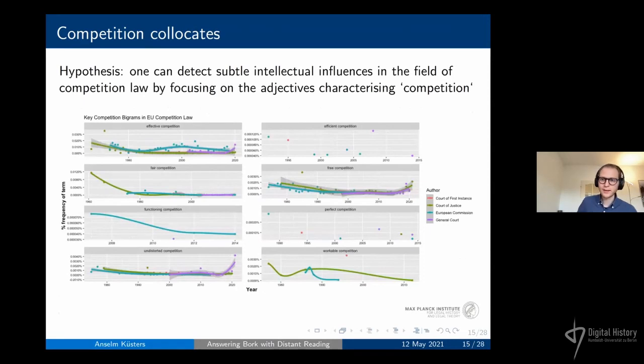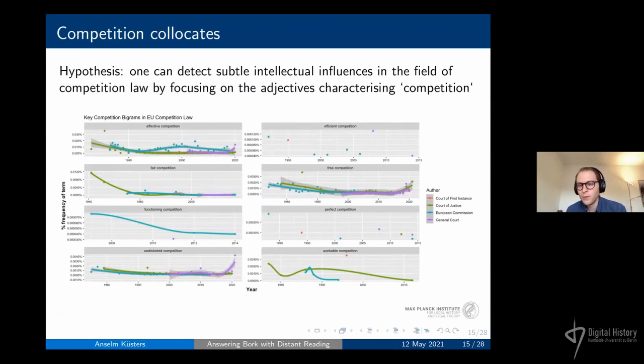With this, I come to the second piece of evidence, bigram analysis. And here, it is very helpful for me to go back to my qualitative archival-based work. Because when I did this, I realized one key feature that differentiates the ordoliberals from all other schools of thought is the way they characterize competition. And from this, I got the idea that looking at the adjectives accompanying competition is a very important way to trace the intellectual influences.